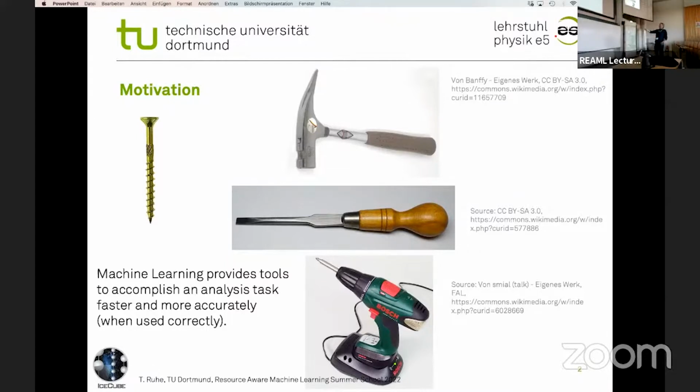The same holds more or less true for machine learning in astroparticle physics. We're using these things as tools to accomplish analysis tasks, like physics analyses, faster and more accurately, but we have to use them correctly. You can do a lot of things wrong when it comes to tools. You can easily imagine how to hurt yourself or others when using them. With machine learning algorithms, you're probably not going to hurt yourself, but you can do a lot of things wrong.